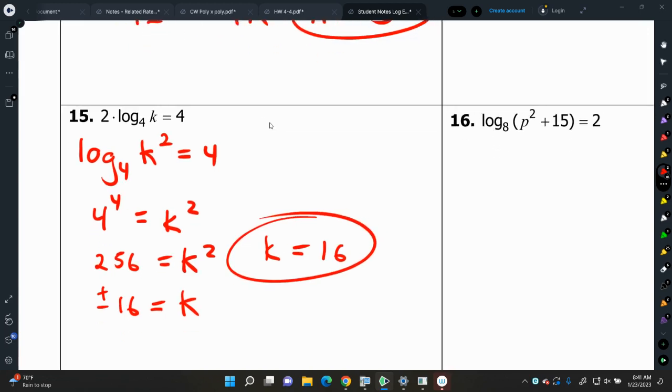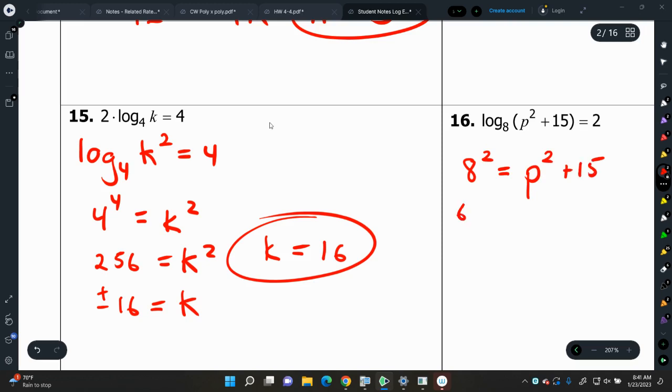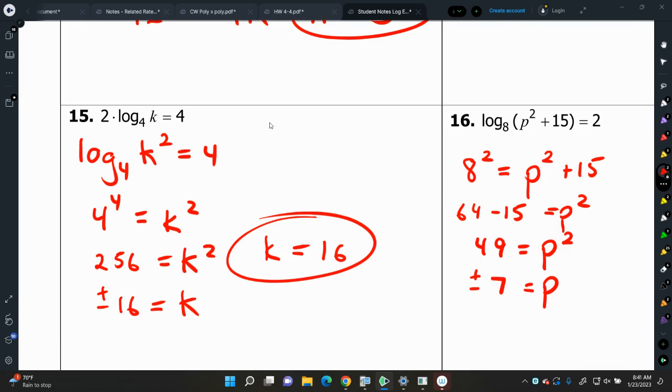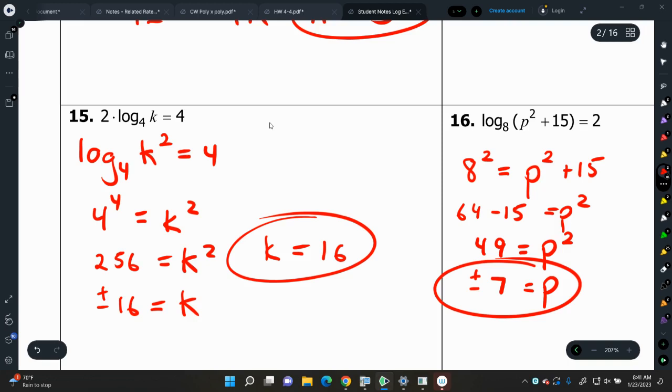Okay, number 16, what are we going to do? 8 squared equals, yes, 8 squared. Good. So that's going to be 64. We'll subtract 15. So we get 49, which means p equals plus or minus 7. Can it be plus or minus 7? Yeah, it can be actually, because negative 7 squared is going to give me a positive number. So it can be plus or minus.